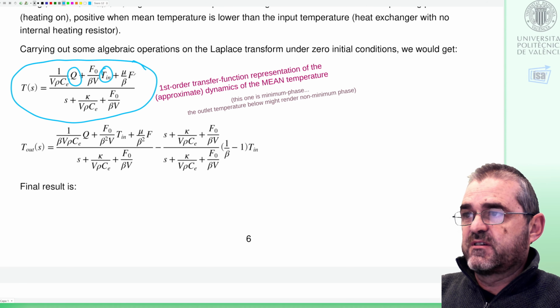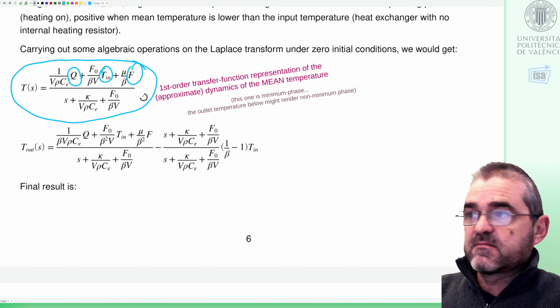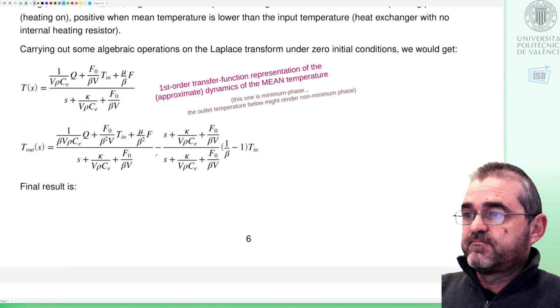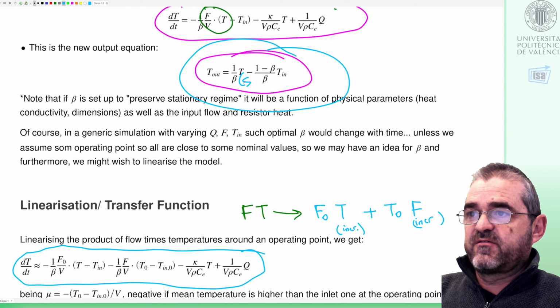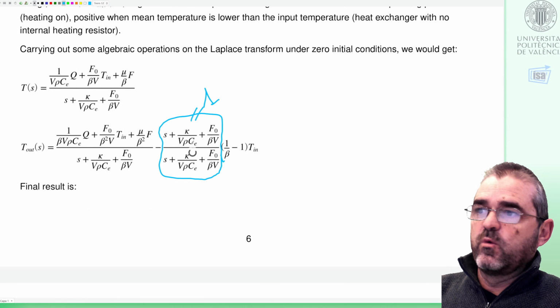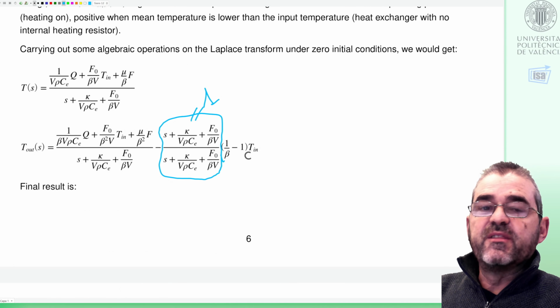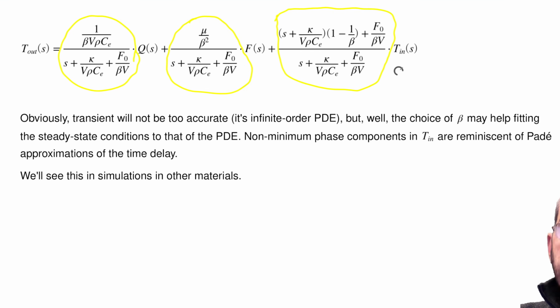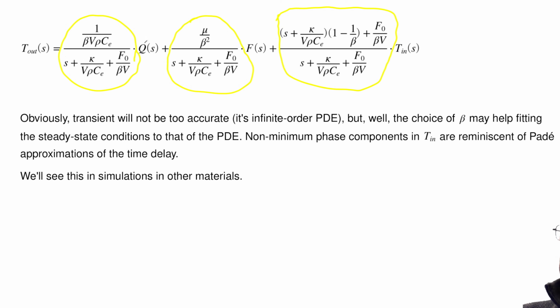We have 3 inputs here, so it's a sort of transfer function matrix of the mean temperature. And for the outlet temperature, I need to replace T of s and subtract this. So with the trick of expressing 1 like this to put in common denominator and carrying out some operations, I get these 3 transfer functions for the heat input, for the flow input, which would be approximate because of the linearization, and for the inlet temperature input.